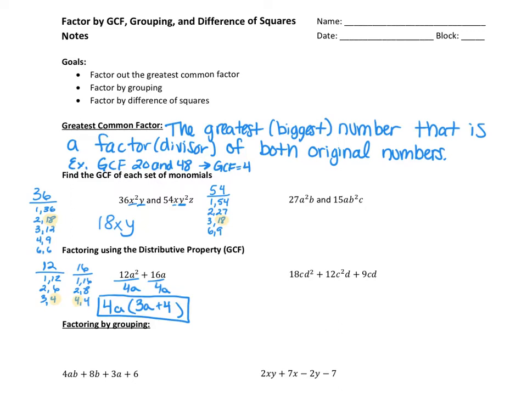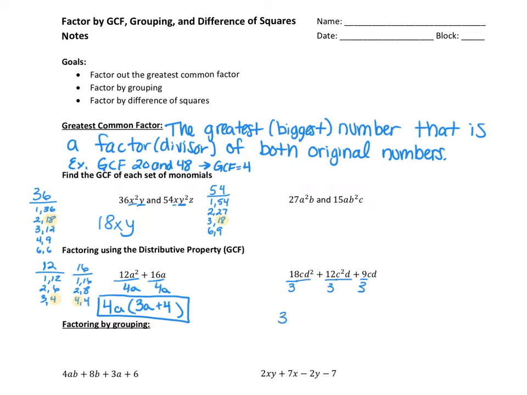I can do a similar idea in the next problem, except I just have 3 terms, so I just have to be careful that I think of the GCF for all 3 terms. So if I'm looking at 18, 12, and 9, well, 9 does not go into 12. It does go into 18, so 9 can't be the GCF, so then another factor of 9 would be 3. So 3 is going to be my GCF in terms of my numerical GCF.